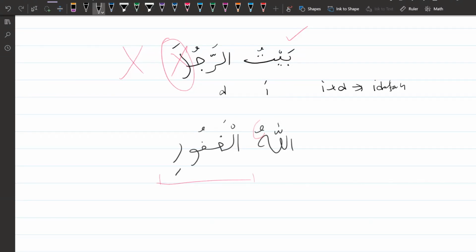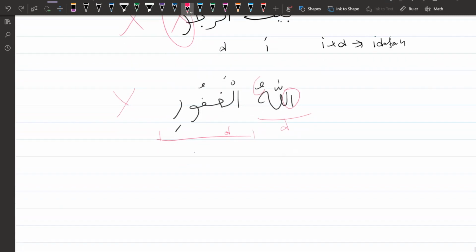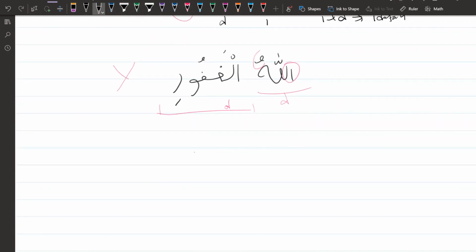Why? Also, from the meaning perspective, this one doesn't make any sense. And another way of looking at it, which would be easier, is that we have alif lam. You can think of alif lam, or you can think of definite, and then we have a definite. It's not something that we learned, right? You can feel that something is wrong here, either by the meaning or by the way you understand so far. Yes, this is not an idafa. Jayid.